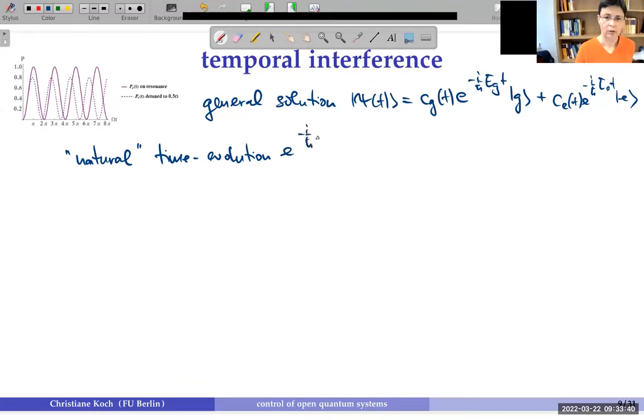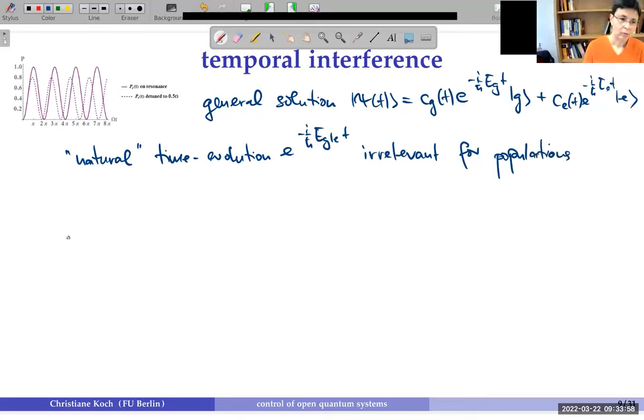So by this, I mean these phase factors. And if we want to see interference, then we have to somehow be able to probe relative phases between the two states. Okay, so we should think of how we can turn this into a relative phase.